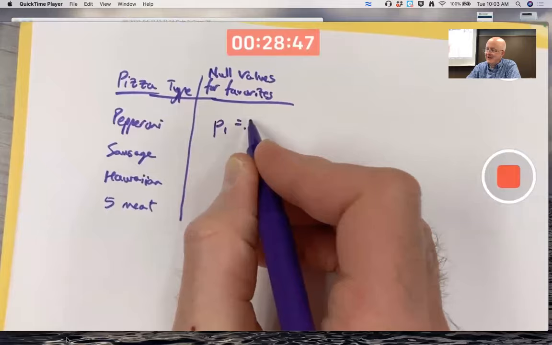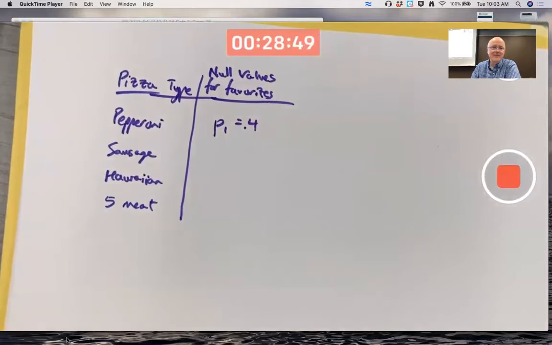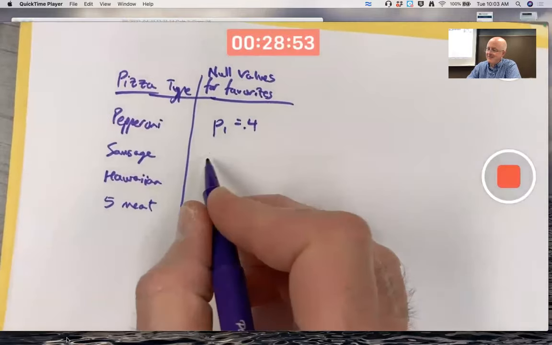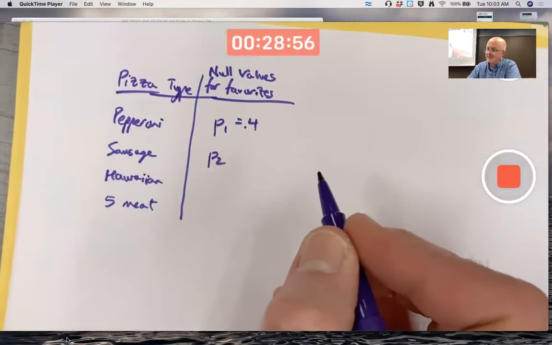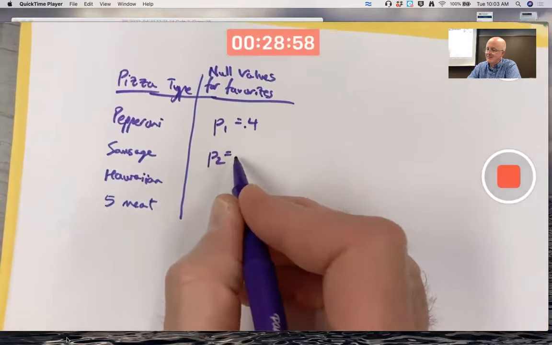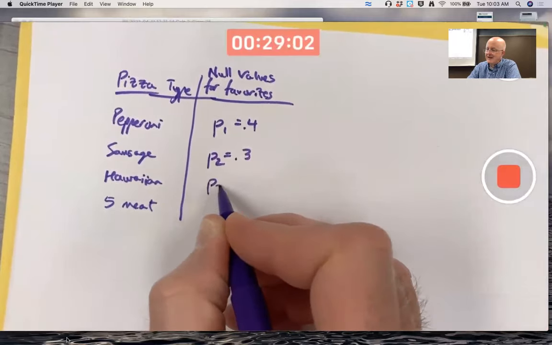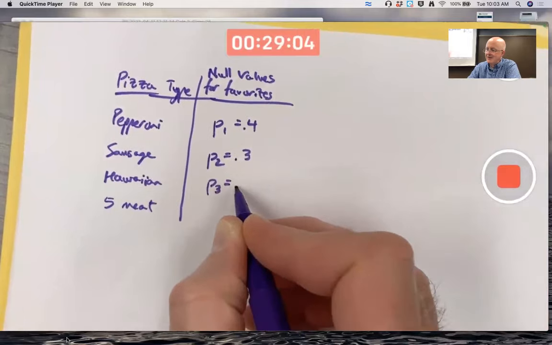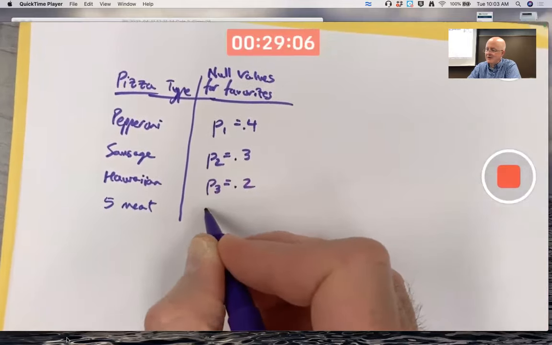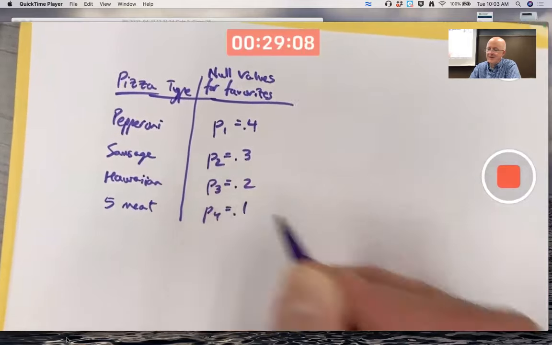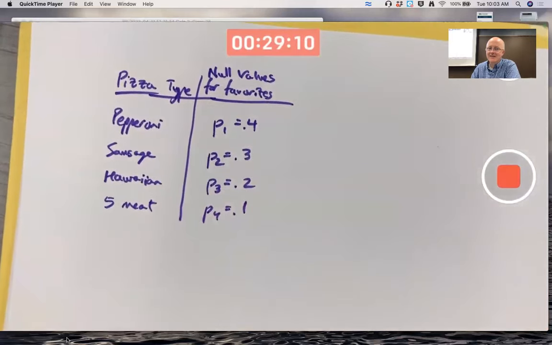You think 40% of the people, their favorite pizza is pepperoni. And all the other ones are going to be smaller. Sausage, you think it's 0.3. Hawaiian, you think it's, okay, I guess I'm going to go down one by one here, 0.2, and 5 meat is 0.1. So those are your null values for the favorites.